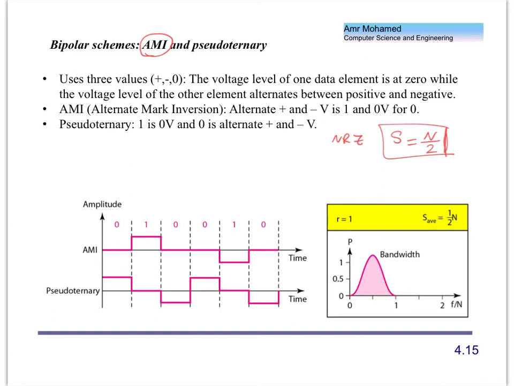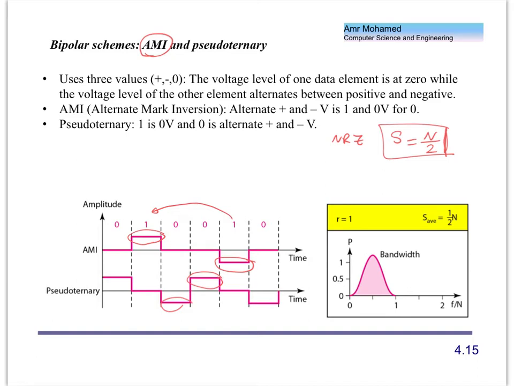If we have a one, then first we have positive voltage. If we have another one, then we have to go back to see what is the last non-zero voltage level. If it's positive, we'll make it negative. If it's negative, we'll make it positive. Clear? So it tries to use the polar to balance out the positive with the negative. You try to maintain balance between the positive and the negative.